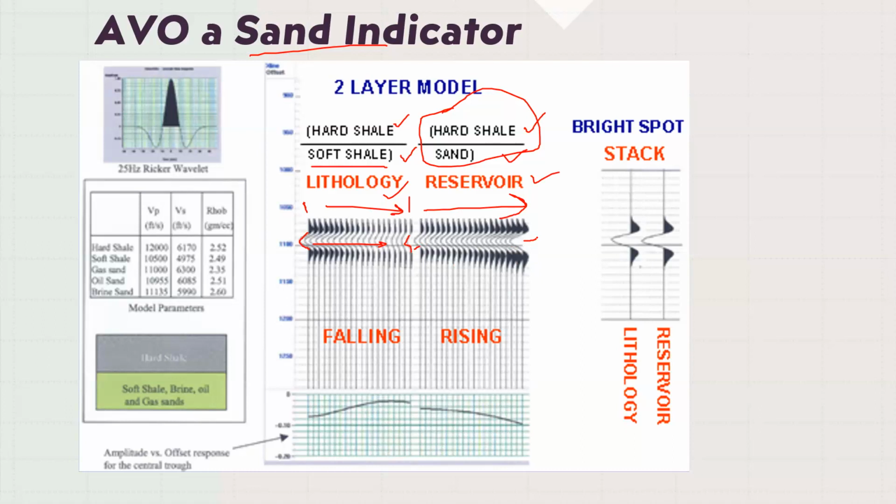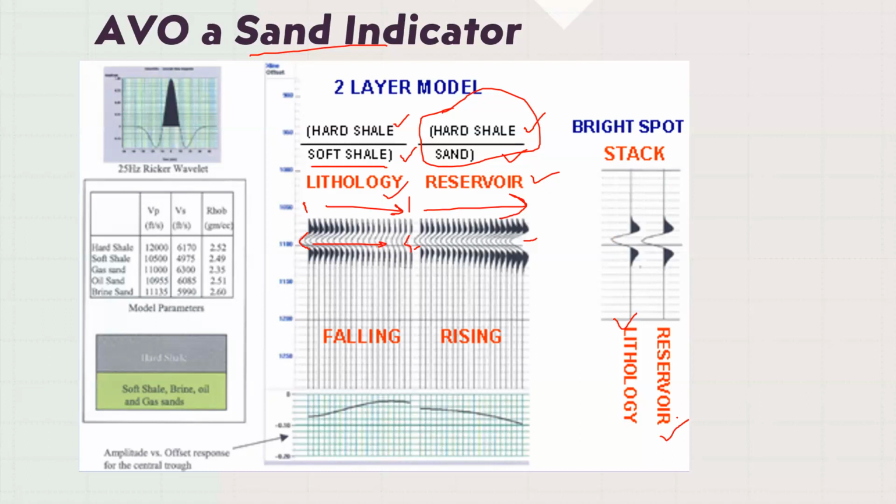So in that way, AVO can give you the brightest spot. Normally, when you have a lithology difference, you have a low amplitude contrast. Even at near angle it's different, but at far angle it becomes low. But in reservoir prediction, you can use AVO as an indicator of your sand or your reservoir.